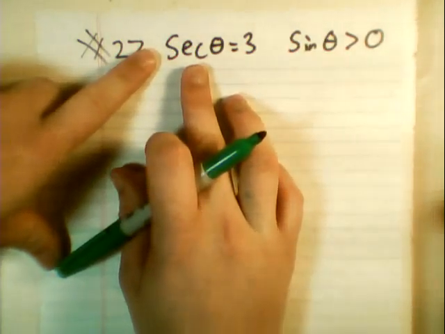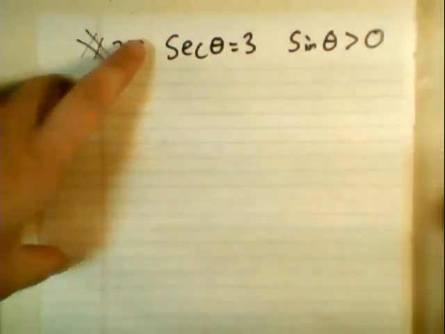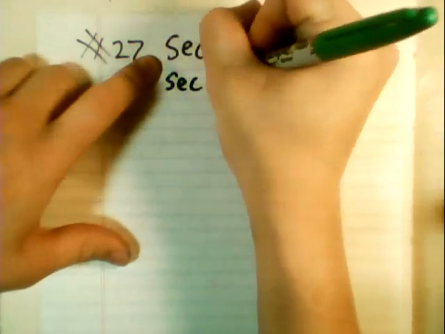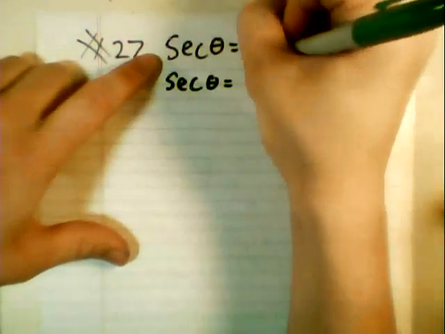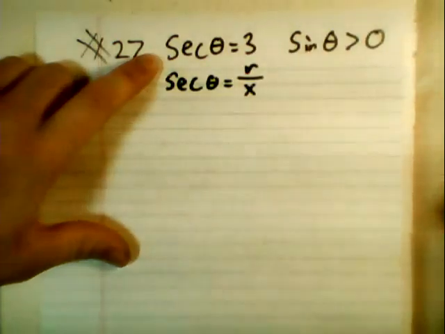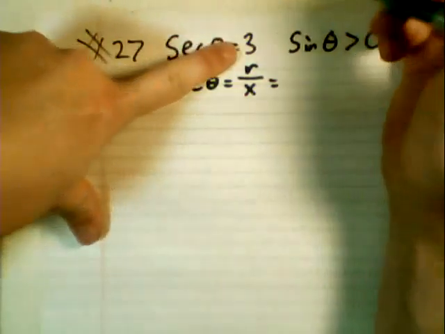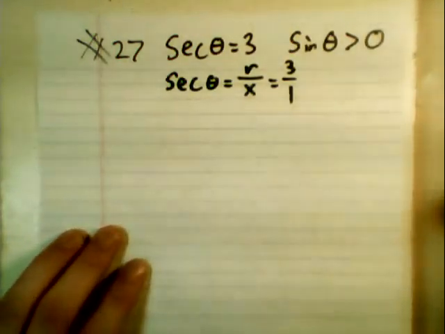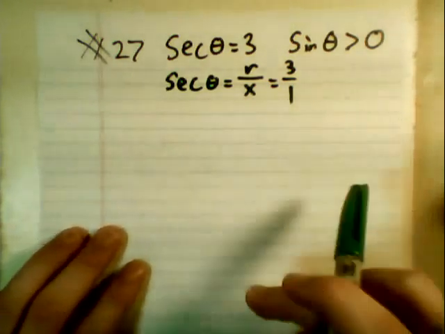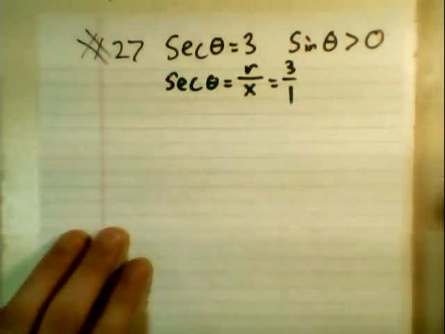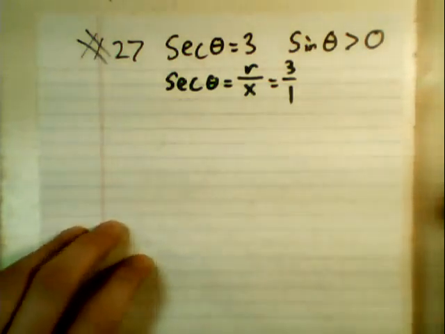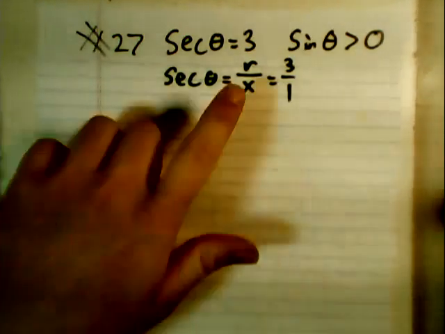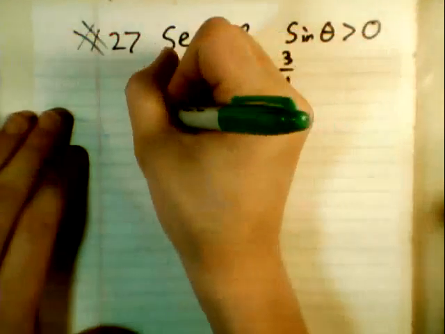deals with x. So secant theta equals, remember, it's r over x. And knowing that we have 3, it's actually r equals 3 and x equals 1. Okay, so we know that. And we also know that sine of theta is greater than 0. So let's now figure out where secant is positive because we have a positive 3, and where sine is positive.